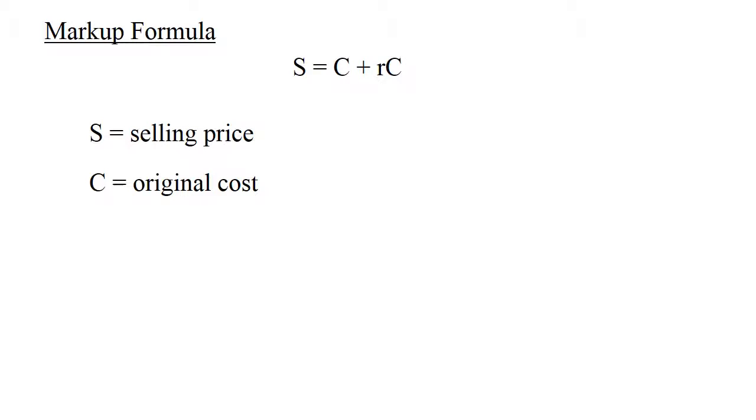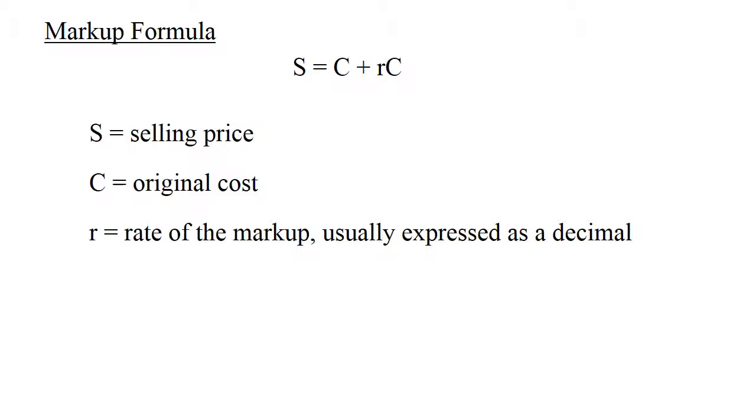Alright, we're going to look at markups and discount problems. First we're going to start with markups, and there's a formula we can use. This formula looks like this: S equals C plus R times C. What these variables stand for: S stands for the selling price, C stands for the original cost for the seller, and R is the rate of the markup.